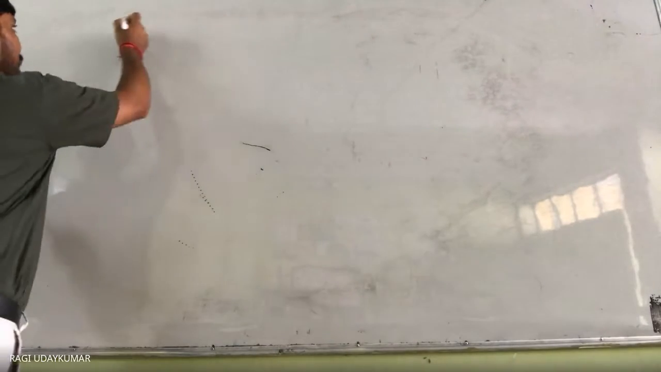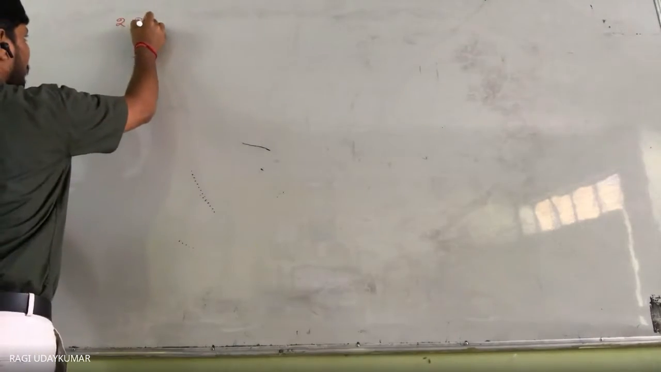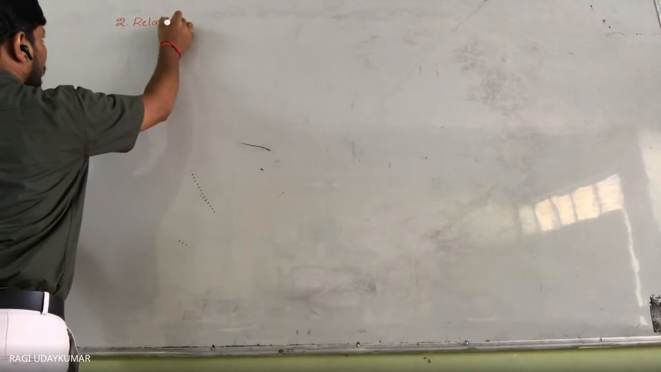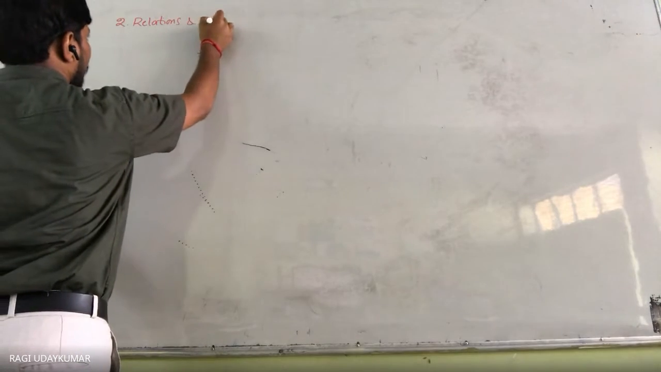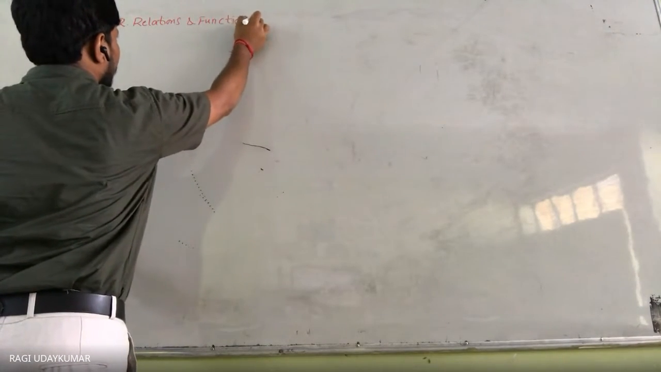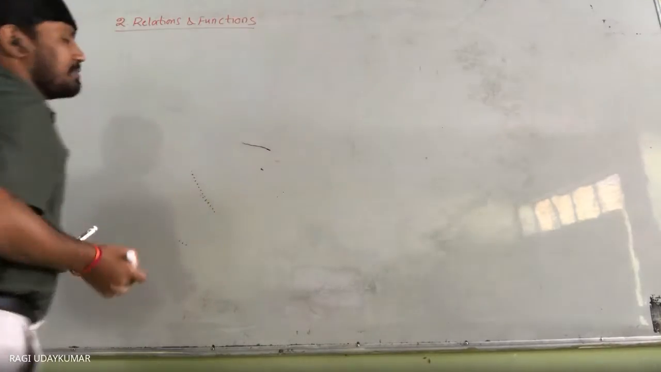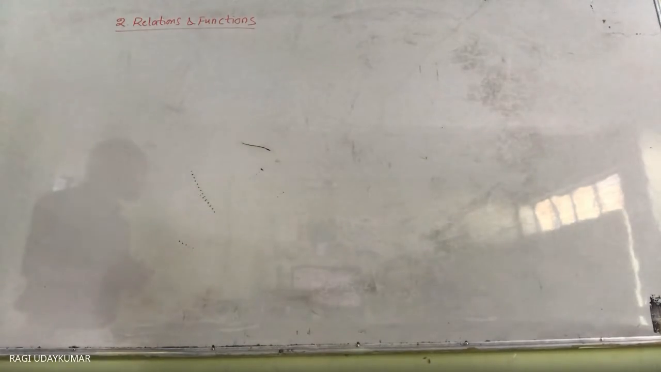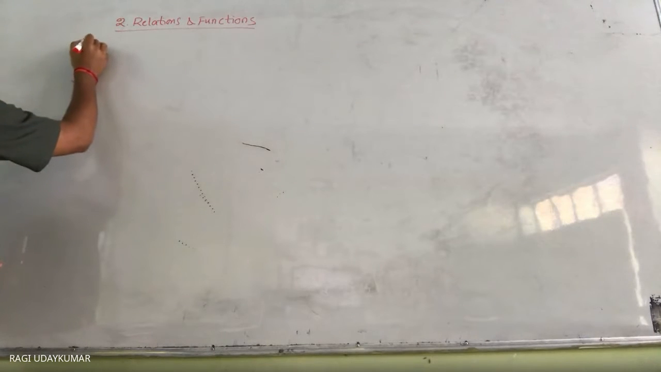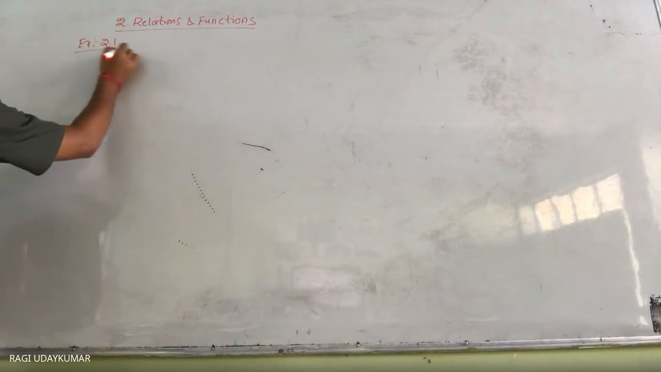Relations and functions, second chapter. The first topic in this is Cartesian product of the two sets. Based on the Cartesian product of the two sets, we are going to have the exercise 2.1.